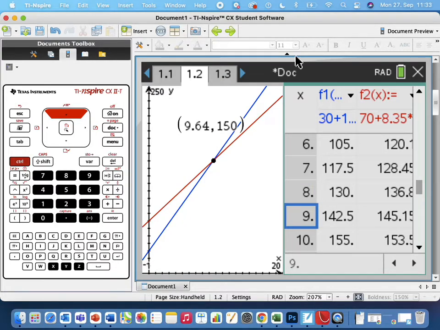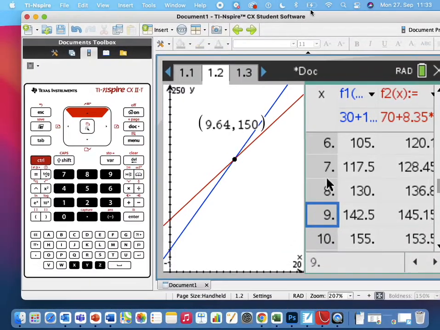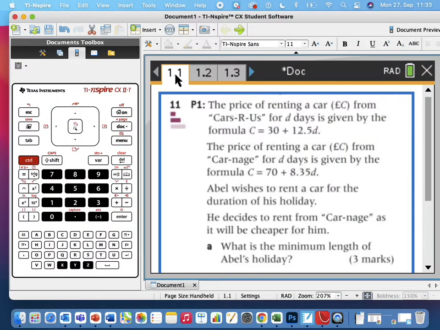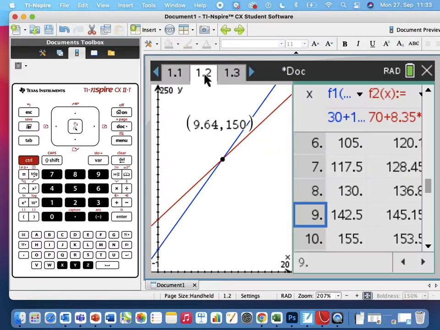Up to how many days? Let me just check. Hold on a second. Sorry, I didn't really read the question. Let's have a look. He decides to rent from Carnage as it will be cheaper for him. Okay, so Carnage is actually this second one. It's the red. So if he's renting from Carnage, then clearly the hiring must be from 10 days plus. If the question was the other way around, the maximum would be 9 days for the blue, and the minimum is 10 days for the red.